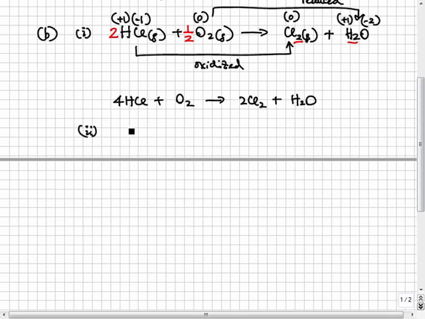2. If we have 3 moles of each of HCl and O2, we can determine which one is the limiting reagent by dividing each one by its stoichiometric coefficient. We see that 3/4 is less than 3, so HCl is limiting and O2 is in excess.